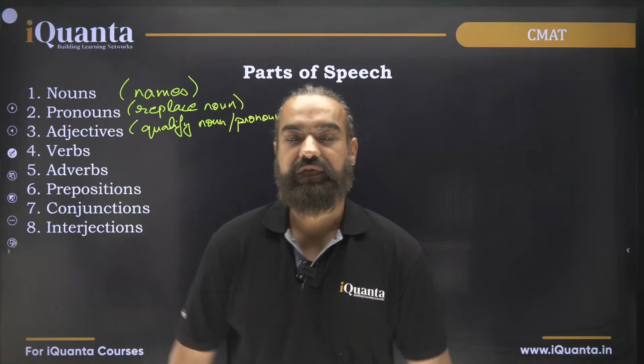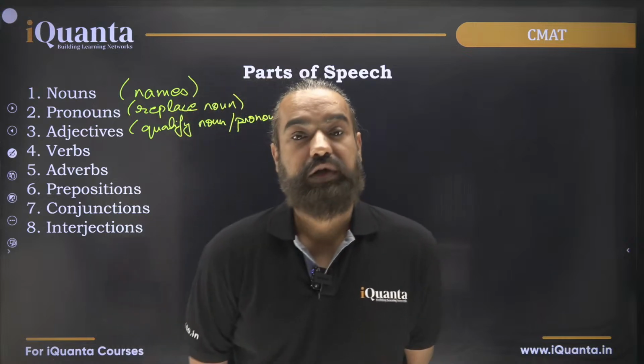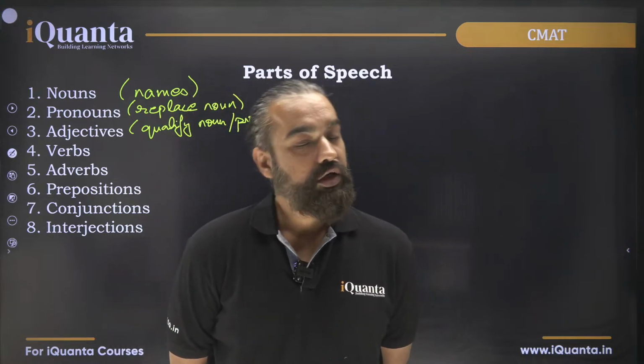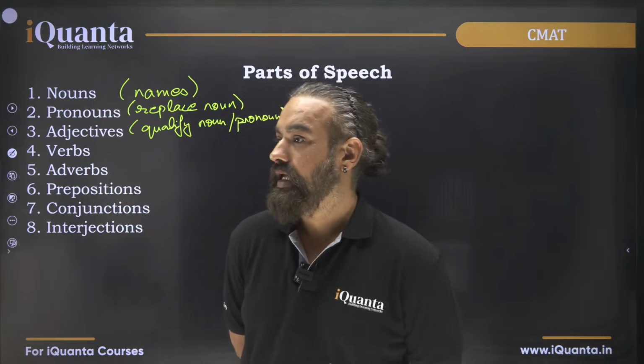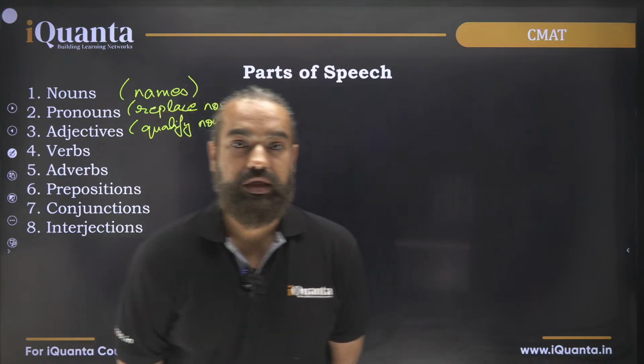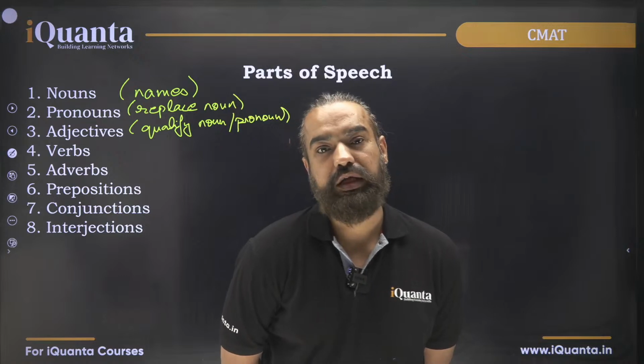Action, for example, if I say, I am talking. What is the action word here? Talking. Talking becomes a verb. If I say, I am walking, in this case, what is the verb? Walking. It defines an action.